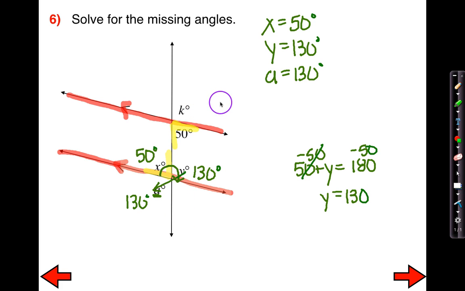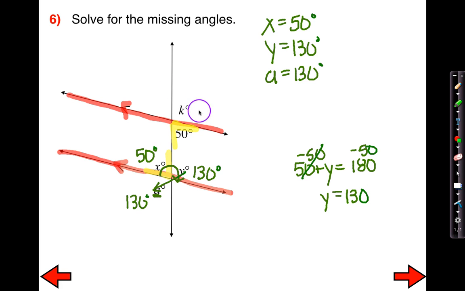There's two things you can do. You can say corresponding angles are congruent, K is congruent to Y. You can say alternate exterior angles are congruent, so A is congruent to K. Or you can say, okay, well, these lines are supplementary, so you can work it out.